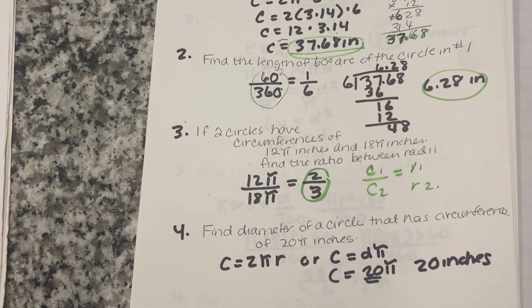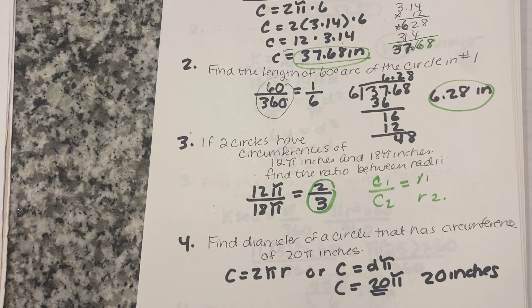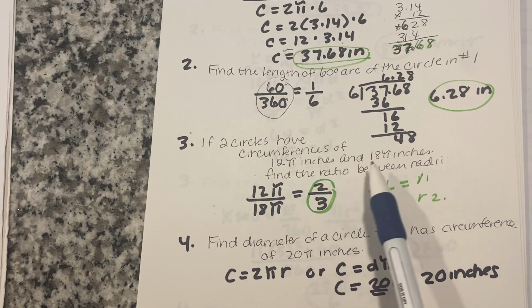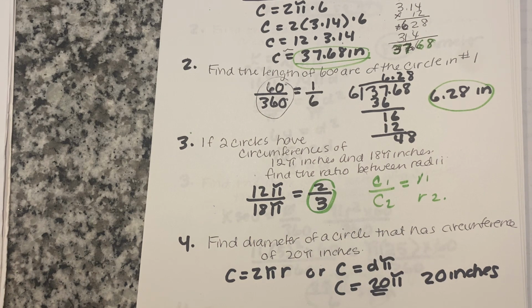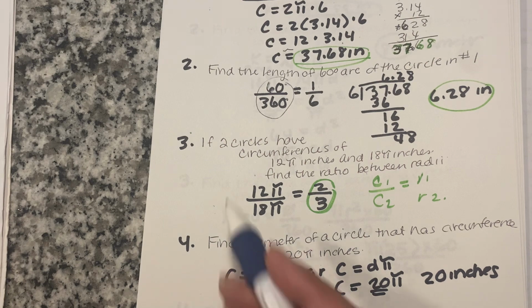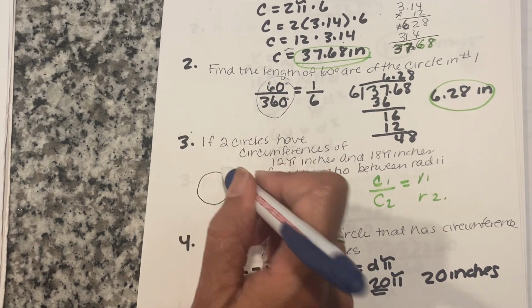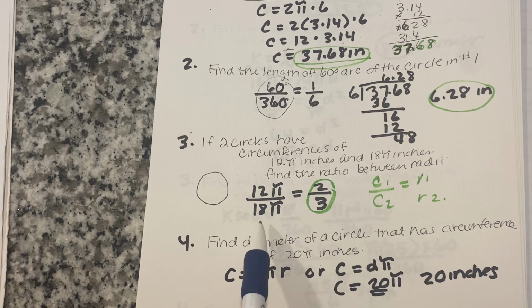Number 3. If two circles have circumferences of 12 pi inches and 18 pi inches. Now this one they leave the pi; they don't convert to 3.14 in this one. So you have two circles, one with a circumference of 12 pi and the other 18 pi. Circumference is the distance around the circle, right? They want to know the ratio of those two.